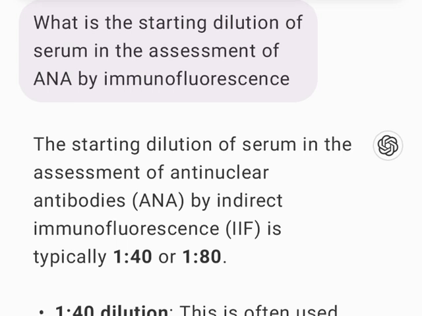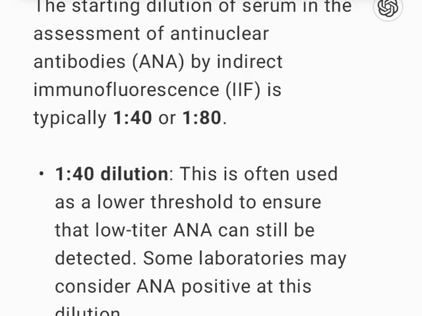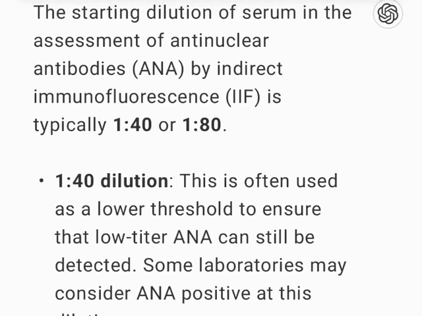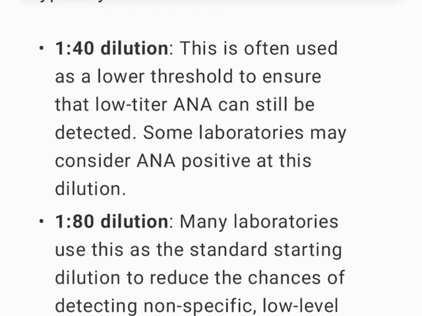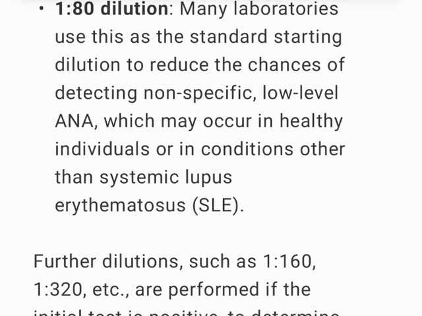The starting dilution of serum in the assessment of antinuclear antibodies, ANA, by indirect immunofluorescence, IIF, is typically 1 to 40 or 1 to 80. 1 to 40 dilution. This is often used as a lower threshold to ensure that low titer ANA can still be detected. Some laboratories may consider ANA positive at this dilution. 1 to 80 dilution. Many laboratories use this as the standard starting dilution to reduce the chances of detecting non-specific low-level ANA, which may occur in healthy individuals or in conditions other than systemic lupus erythematosus, SLE.